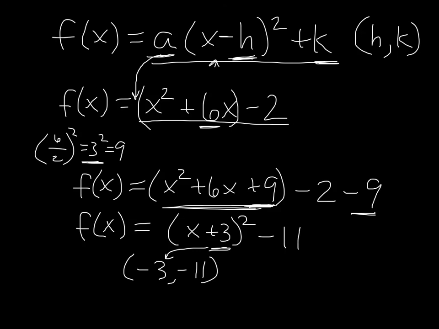And then if I needed to talk about the axis of symmetry, AOS, that would be the imaginary vertical line that goes through the vertex, which is x equals negative 3.